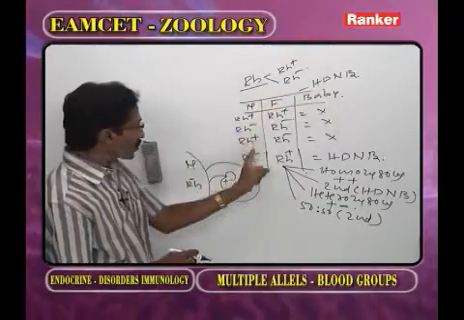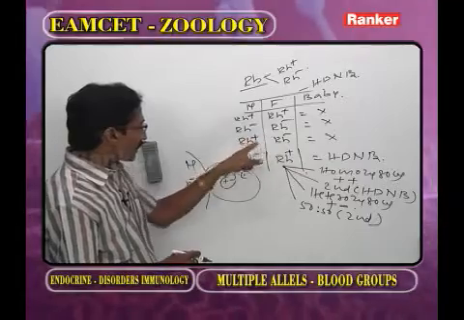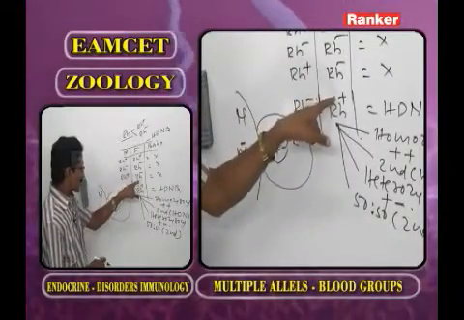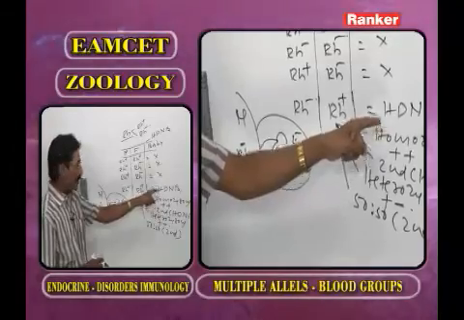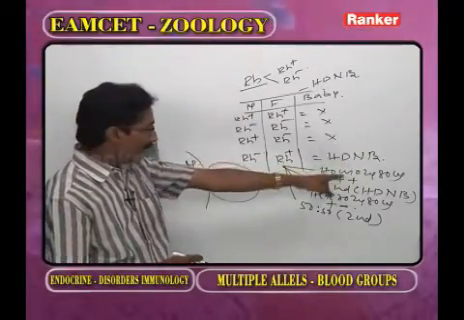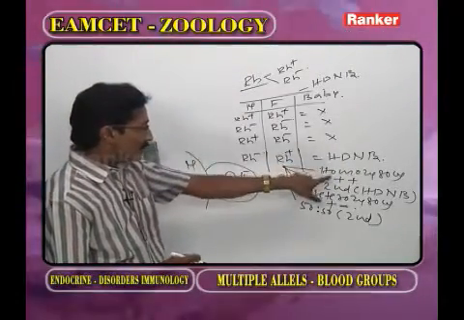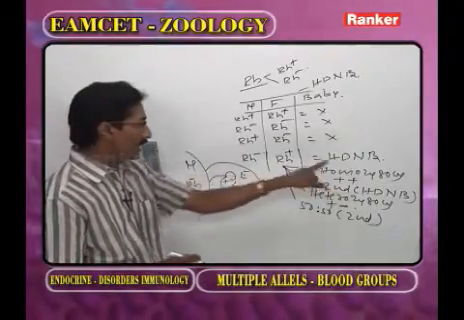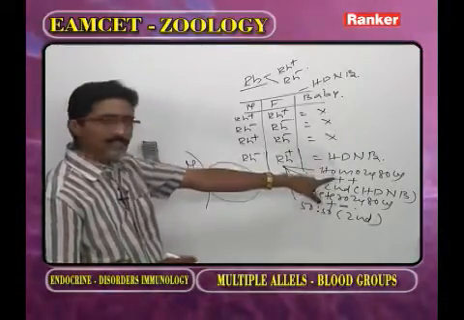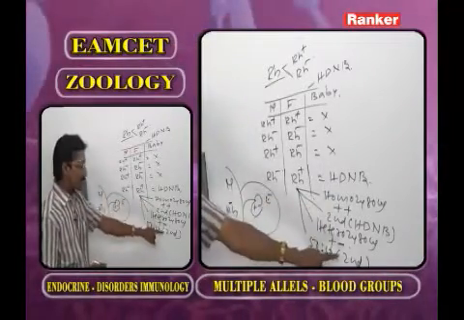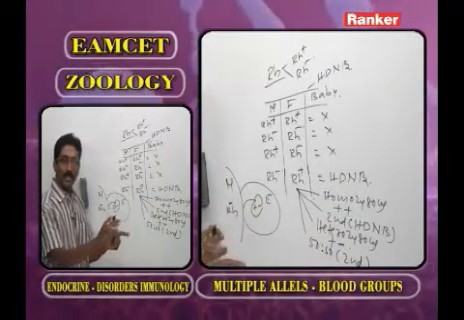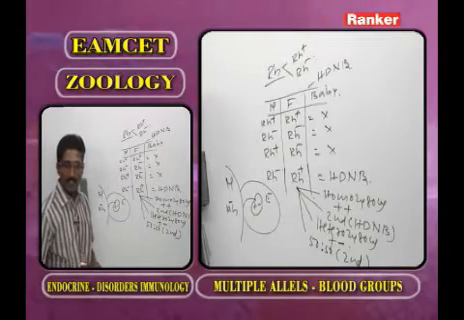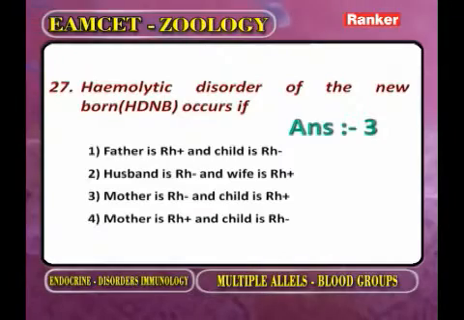HDNB. So regarding this table, if the mother has no Rh antigen and the father has Rh antigen, definitely the children are going to get HDNB. If the father is homozygous for the Rh antigen, the second baby gets HDNB. If the father is heterozygous for the Rh antigen, the second baby may or may not get HDNB. It may be shifted to another child. Now, based on this information, the correct answer is the third one.